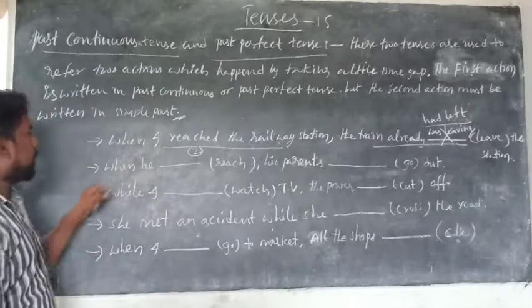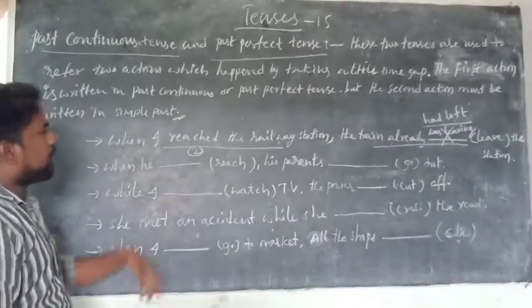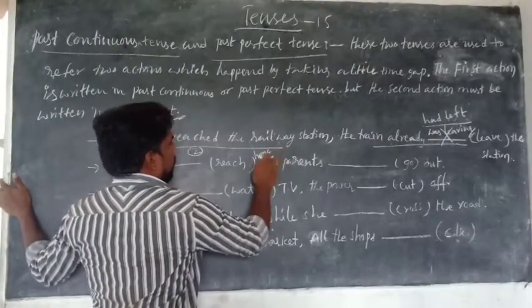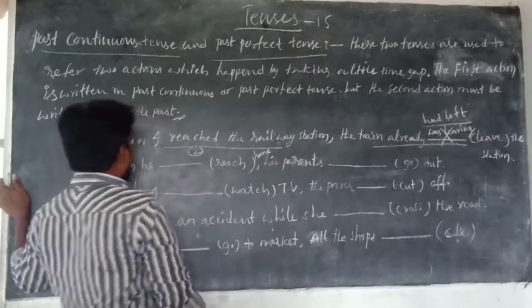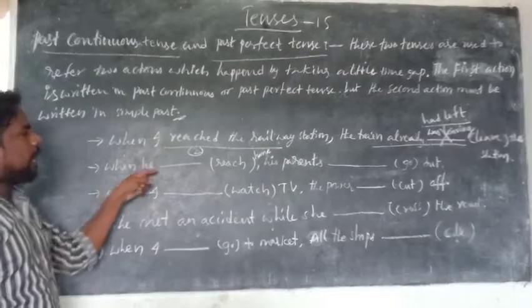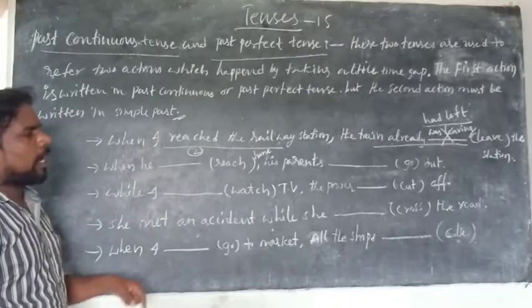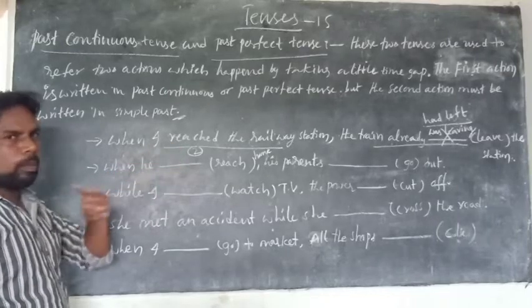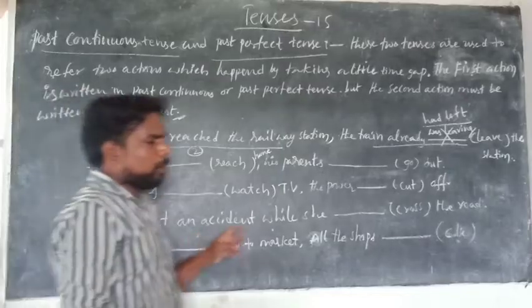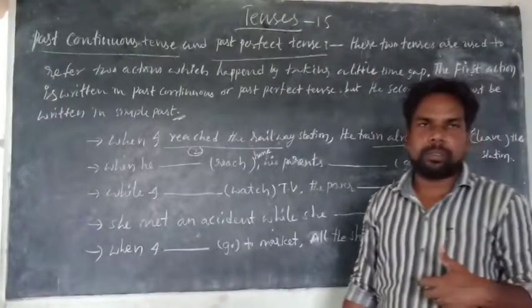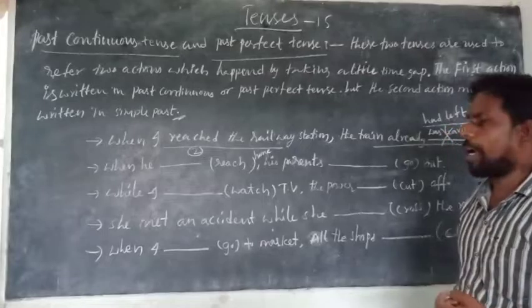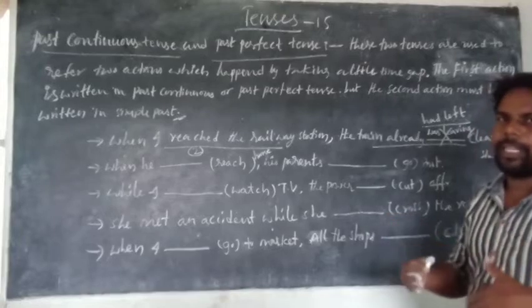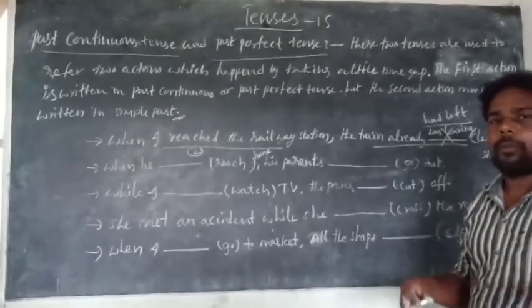Is it clear? So the next one is: when he reached home, his parents had gone out. Here there are two blanks. In this case, we have to use our mind more, because we don't know what the first happened action is and what the second happened action is. By depending on the meaning, we have to find out the first happened and the second happened action.